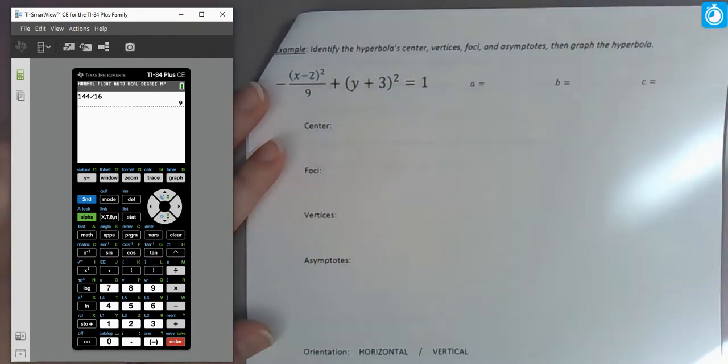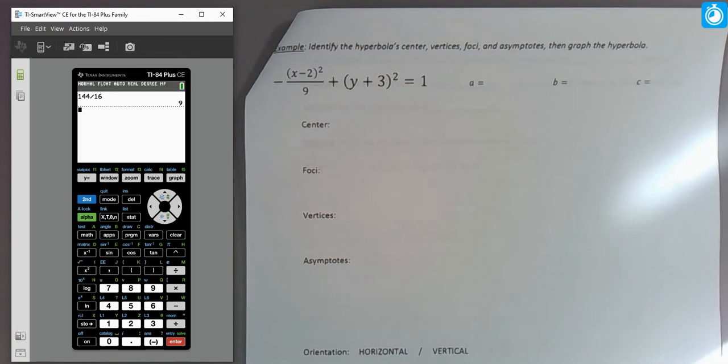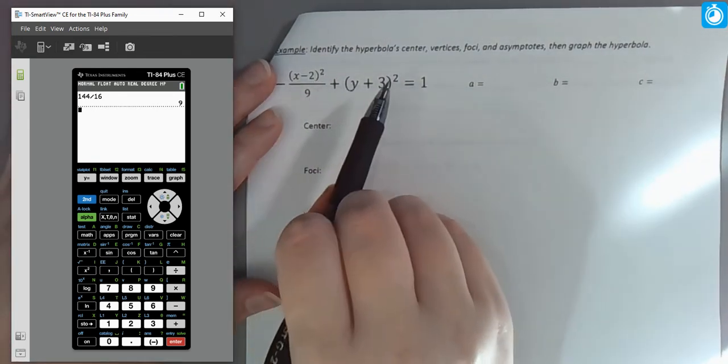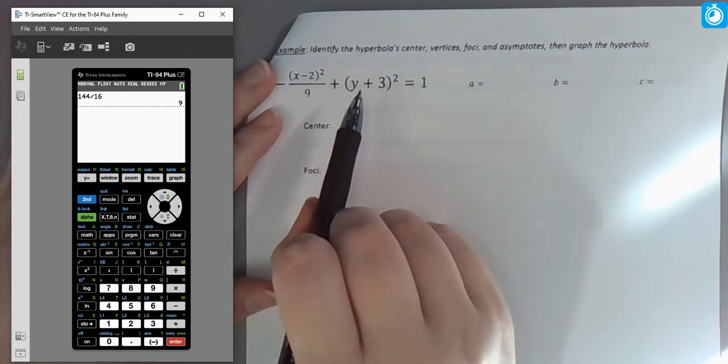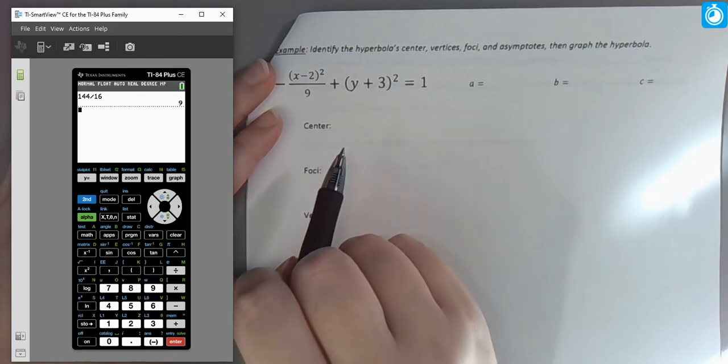Okay, so we have negative (x minus 2) squared over 9 plus (y plus 3) squared is equal to 1. Now, does this truly represent a hyperbola? It looks like maybe it does, maybe it doesn't. This doesn't look exactly like the standard forms we just saw on the previous page. But notice we have two quadratics. We have a quadratic x, a quadratic y. Okay, so that's a good sign.